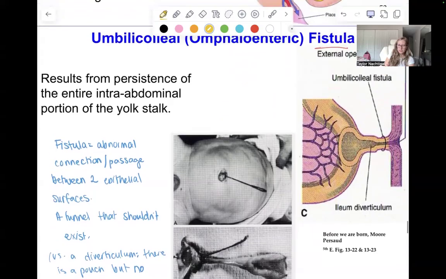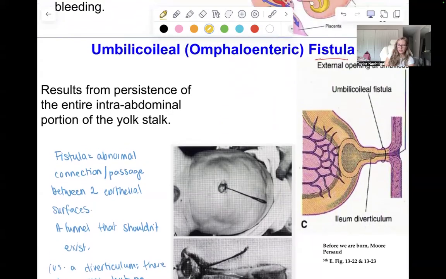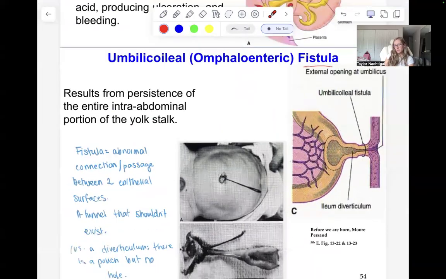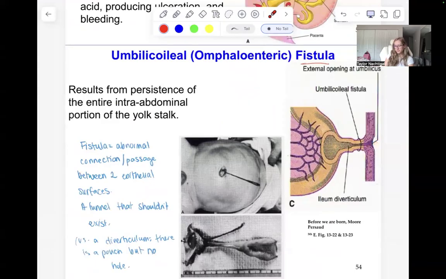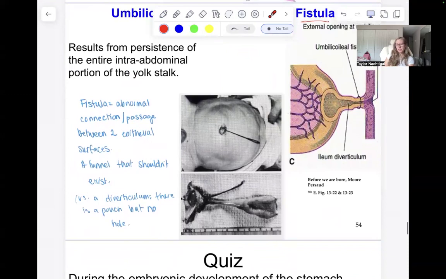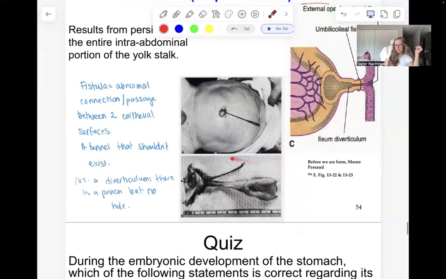So this results from the persistence of the entire intra-abdominal portion of the yolk sac. Here we see that illustrated. It's a complete hole to the outside world. Here I have the definition of a fistula for you: abnormal connection or passage between two epithelial surfaces, a tunnel that should not exist. You see that here too. They've obviously taken this part of the intestine out. You see the umbilical vesicle or the yolk sac with a hole on the other end that would be facing the outside world.